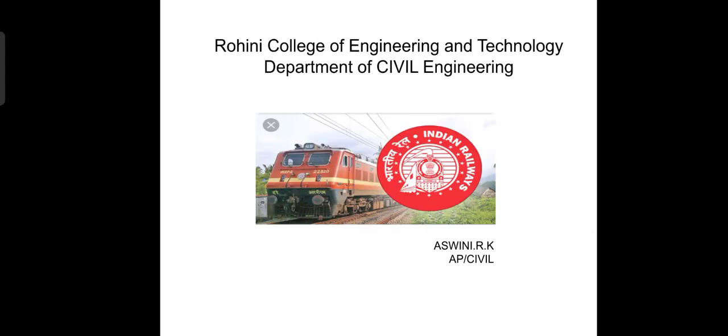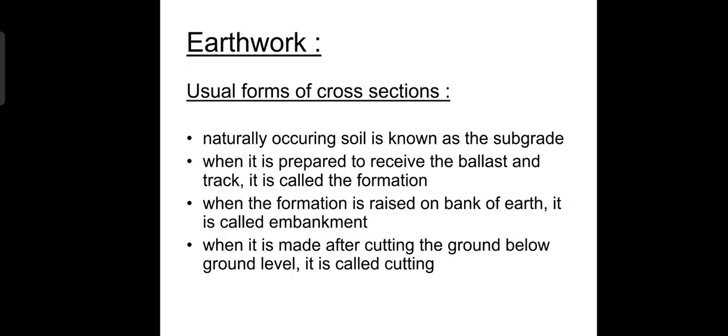So today we are going to see about the stabilization of the tracks. So first of all, the earthwork. Usual forms of cross-section. Naturally occurring soil is known as a subgrade. When it is prepared to receive the ballast and track, it is called the formation. When the formation is raised on the bank of the earth, it is called an embankment. When it is made after cutting the ground below the ground level, it is called a cutting.